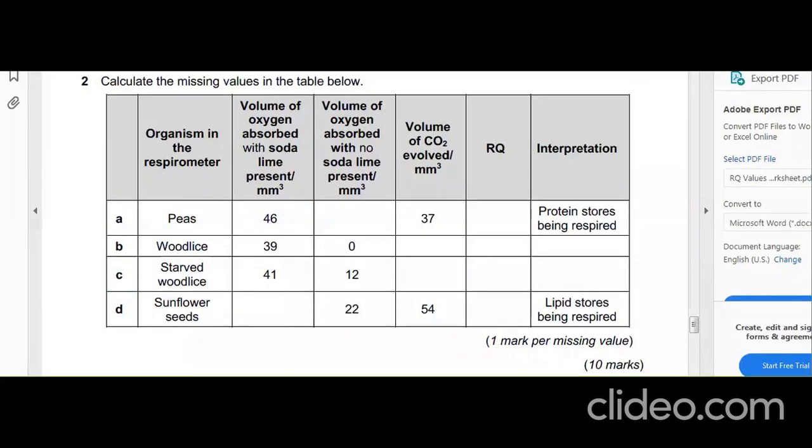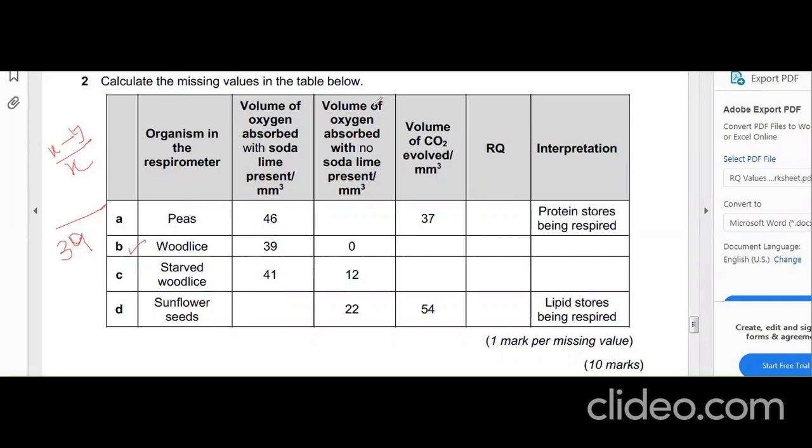Now let's come to part B. How will you solve it? They are asking for the volume of carbon dioxide evolved. So again, you put the same formula, X minus Y divided by X. The volume of oxygen absorbed with soda lime is given to us, the X, and it is 39. So I put it here.